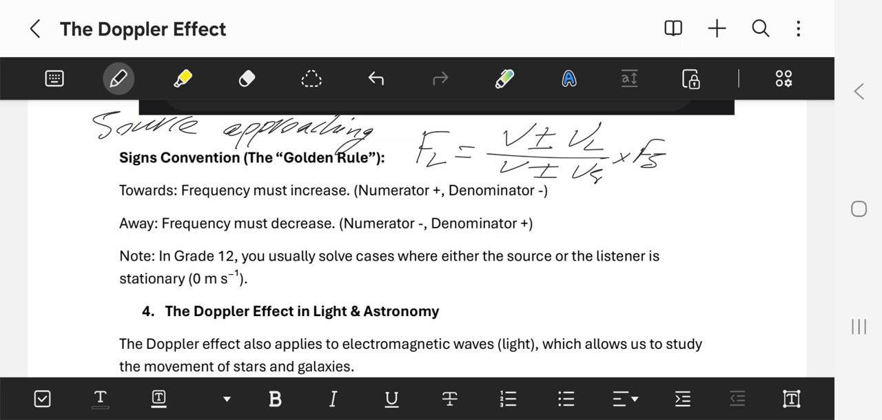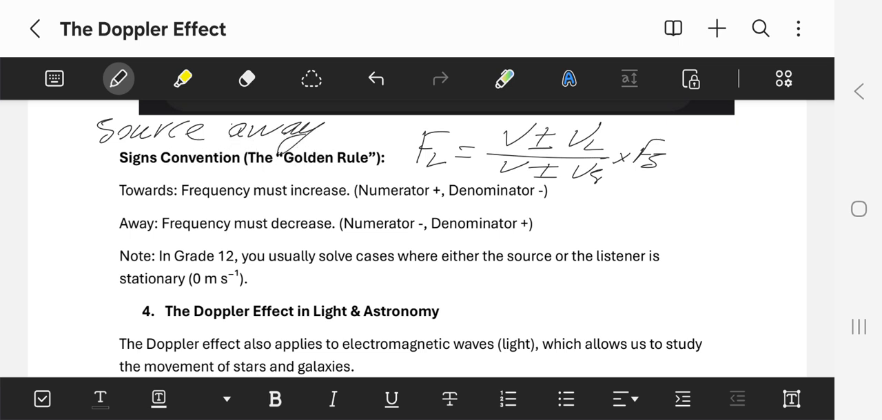Okay, then we are going to have another situation, a situation whereby our source is moving away. And this works for both the source approaching and the listener approaching. But for now, like I said, I use the source as my reference. So another scenario is when the source is moving away. Let's say the source is moving away.